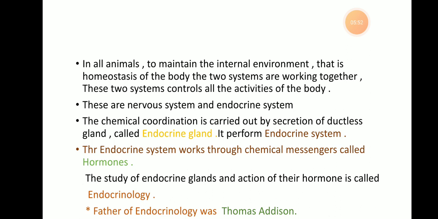So the endocrine glands have to secrete the hormones, and these hormones become very important, to perform their function in that particular system. So the hormones are chemical substances secreted in small amounts.